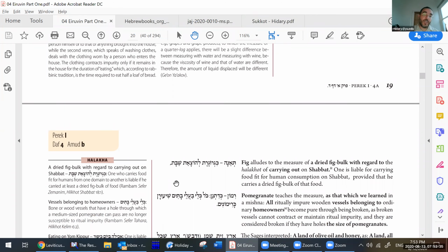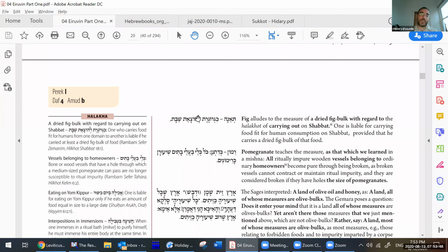Te'ena. We saw in Masechet Shabbat, anytime you carry just a tiny bit, patur. But if you carry a dried fig size of anything that's edible to a human, then that would be chayav. So there you go. Te'ena is a hint to that law.